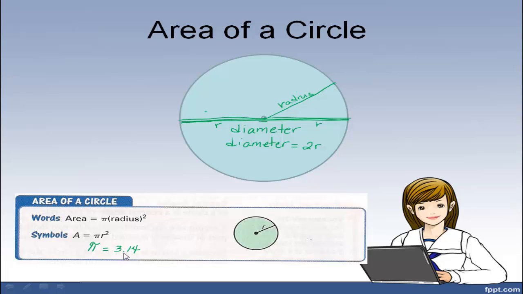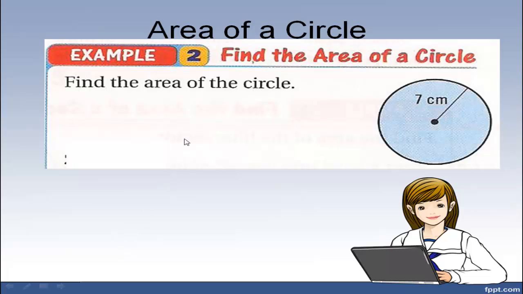Let's see an example. Find the area of the circle. First thing you have to do is you have to know your formula. Area of a circle is pi times r squared. In this example, they give you that the radius is 7 centimeters. And you know this is the radius because it's a segment that goes from the center to the border of the circle. Okay, there. So that's the radius.